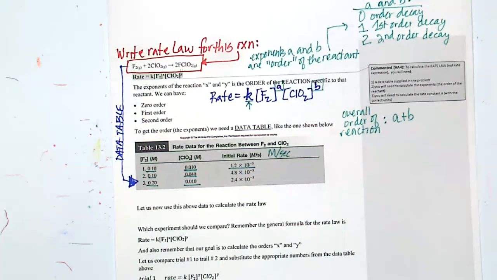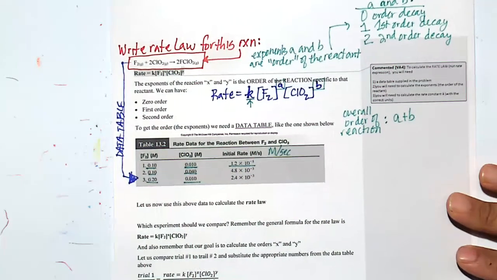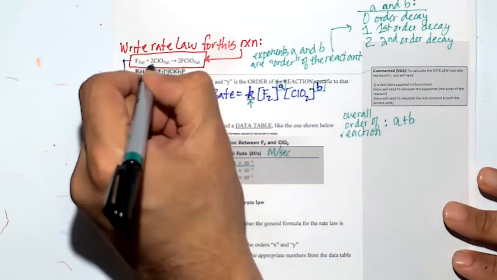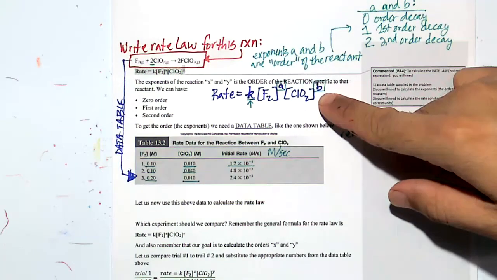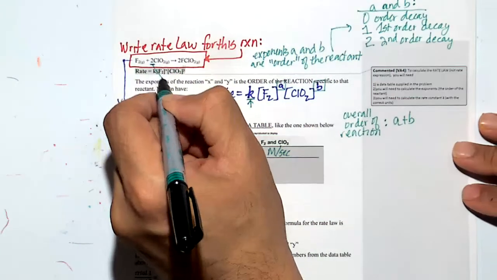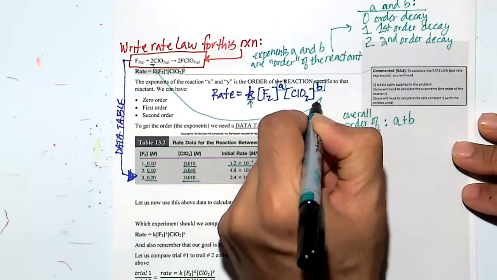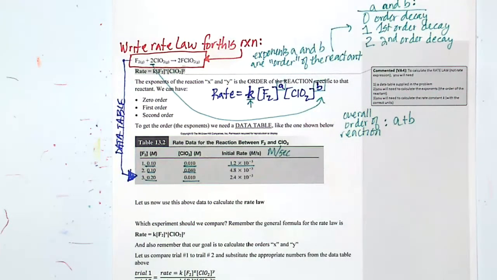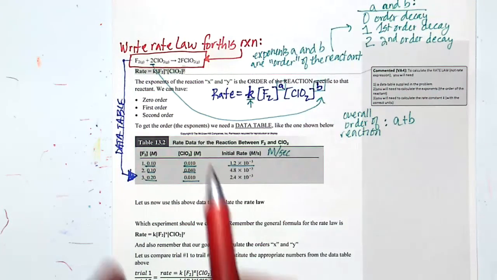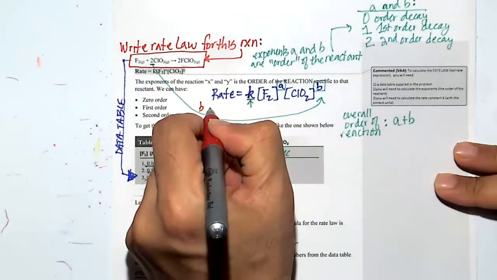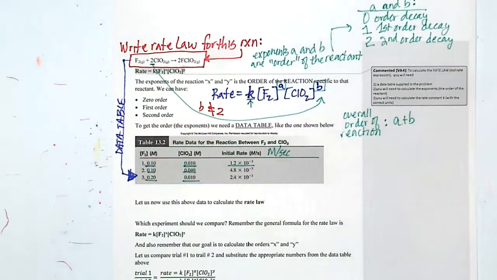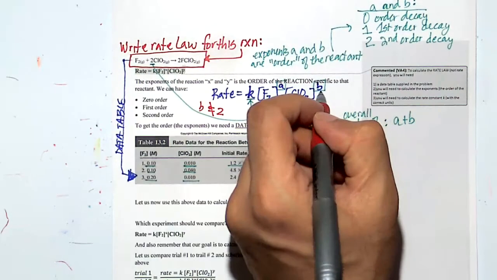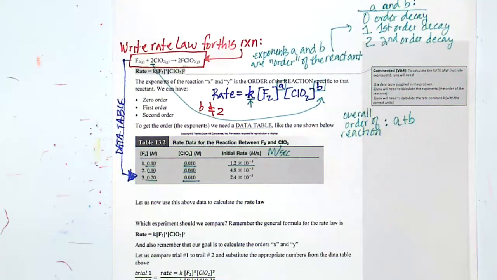Are you ready to do this thing here? By the way, just because you see a 2 here does not mean B is equal to 2. B does not automatically equal 2. You can't just go and put 2 here for that. You have to solve for it.